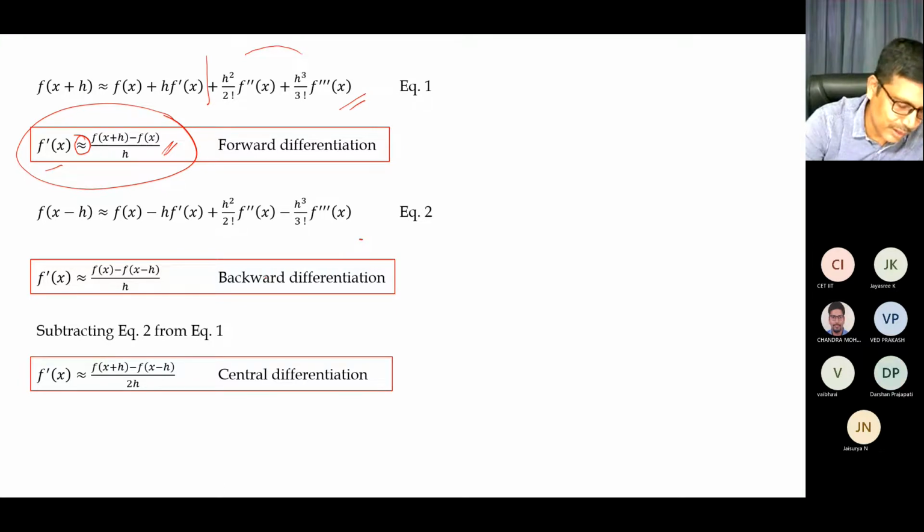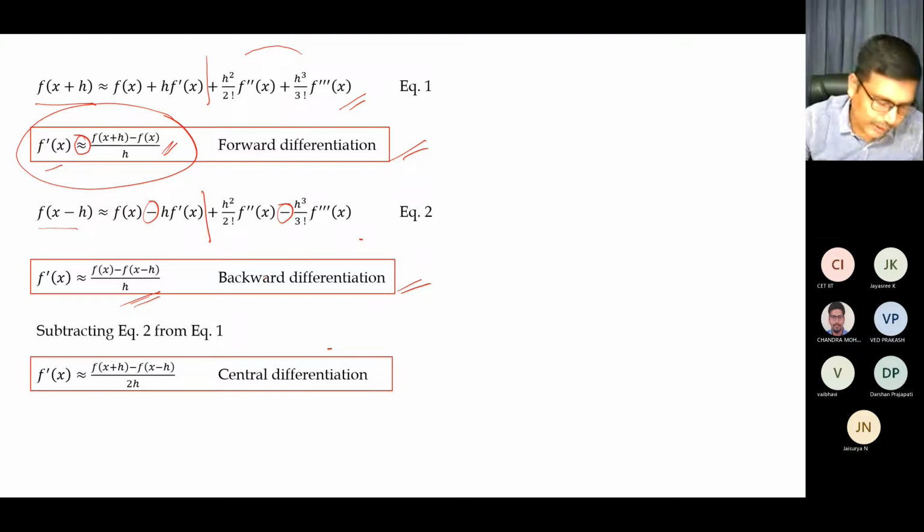So when I am calculating this equation using f of x plus h, this is forward differentiation. And similarly, if I write f of x minus h, which is equal to f of x minus, so this will now be minus and this will be your minus. And if I only consider the truncated series, I can approximate the first derivative at x, which is approximately equal to f of x minus f of x minus h divided by h, and this is known as backward differentiation.